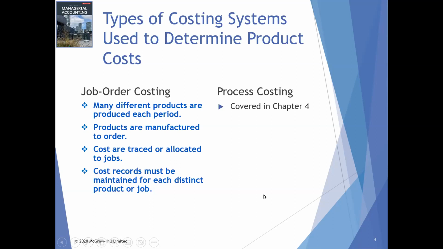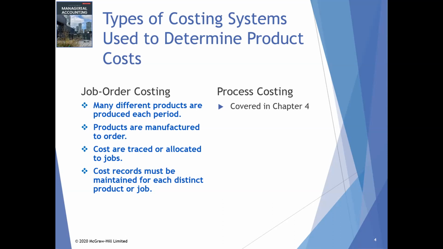So job order costing. What is job order costing? Many different products are produced each period. A period means one year, or maybe one quarter or one month, right? In that period, a number of products are produced in one factory, in one organization, in one company. For each product, they need to calculate the different cost. So that's why the job order costing system exists.